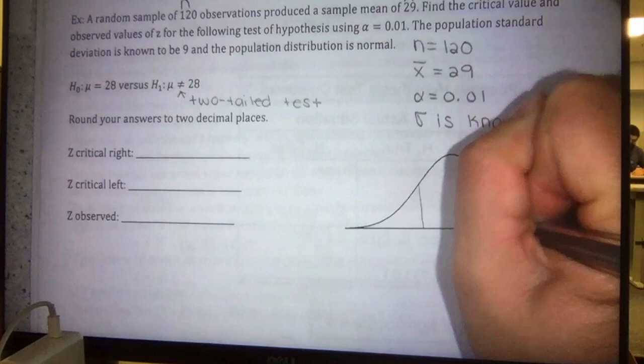So second bars, go down to inverse norm. I'll write that on here in case we forgot. Second bars, and our inverse norm, area to the left is 0.005. Mean is 0, standard deviation is 1. Boom, we get negative 2.575, which will round to negative 2.58. So we know this left side is negative 2.58, so this right side is positive 2.58.